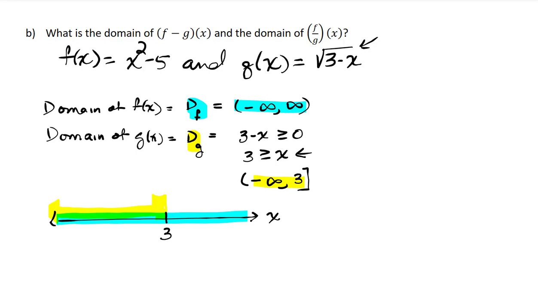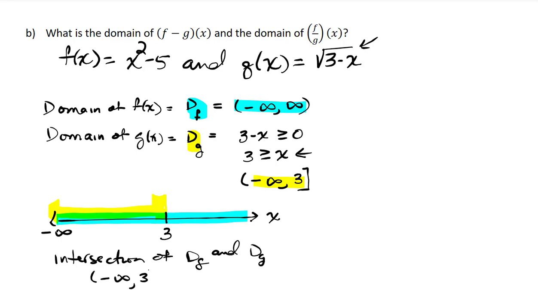Hence, you can see that the intersection of these two sets is the set of all values between negative infinity and 3. And therefore, that's the domain of f minus g. So I'll denote that as D subscript f minus g.